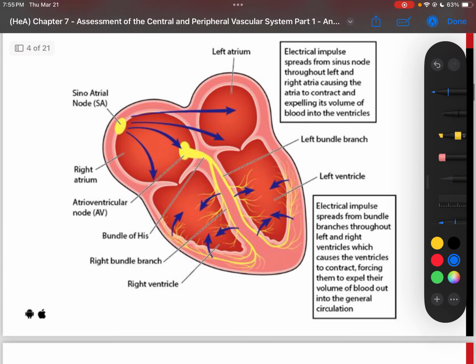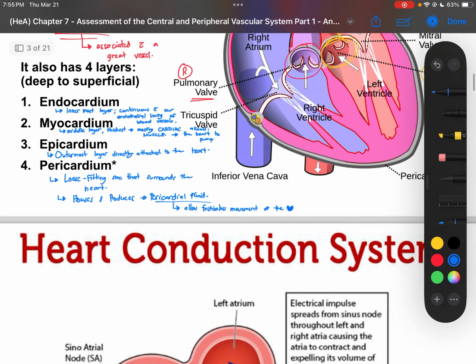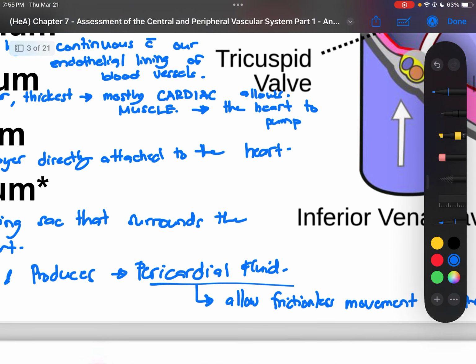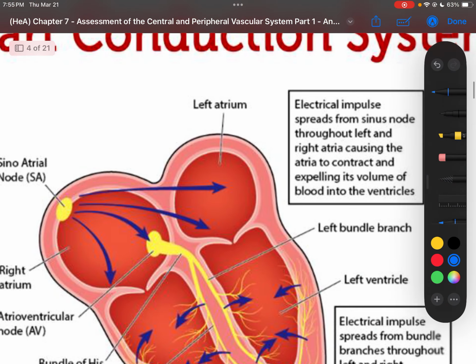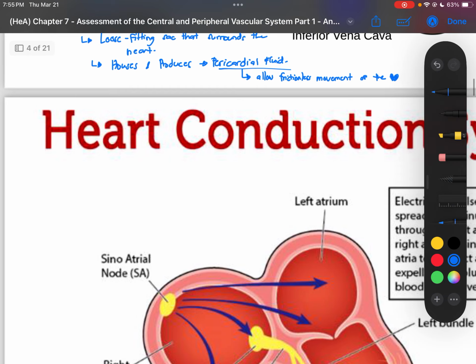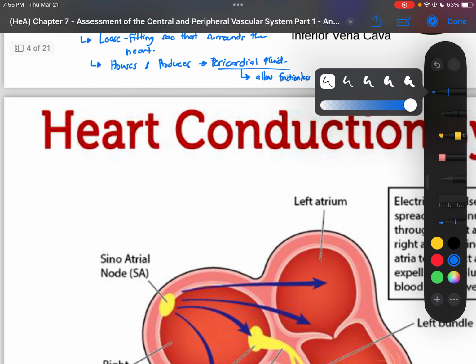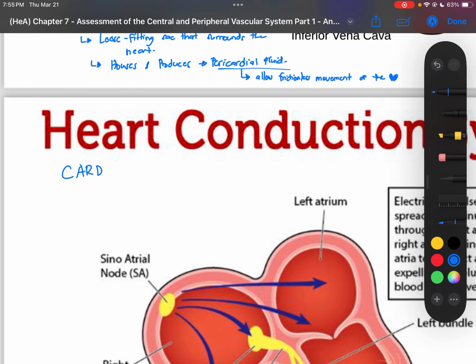Next class is our heart conduction system. Now, as I've mentioned, I want to highlight once again cardiac muscle. Your cardiac muscle, class, is special.